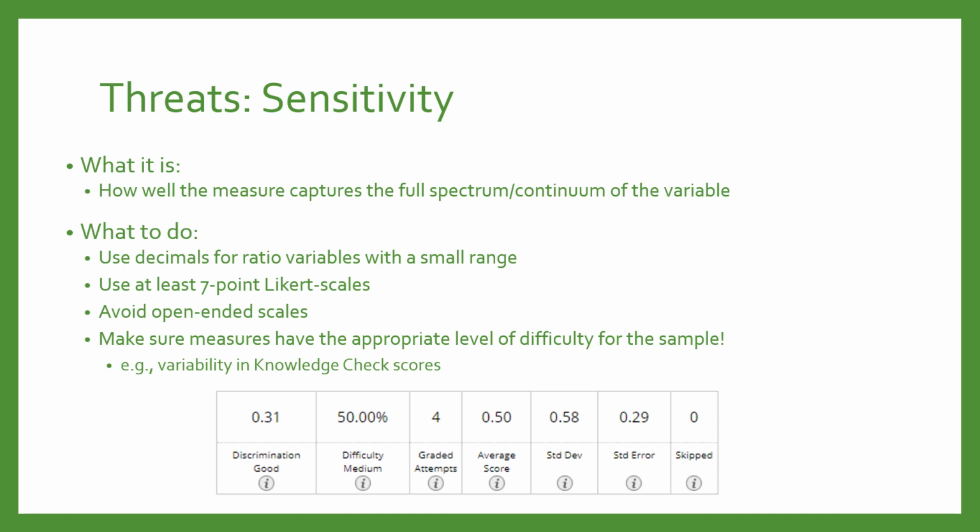Also, make sure that measurements have the appropriate level of difficulty for the sample. And this is especially important in testing. So you want to make sure there's some variability in knowledge check scores or quiz scores. You can see here in Blackboard, it gives me all of these wonderful statistics for my knowledge check questions. And you want to see good discrimination, and that's driven by more standard error, more variability, more differences, or more standard deviation in those scores.